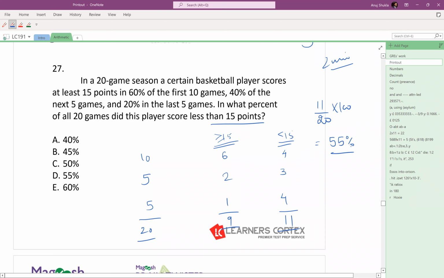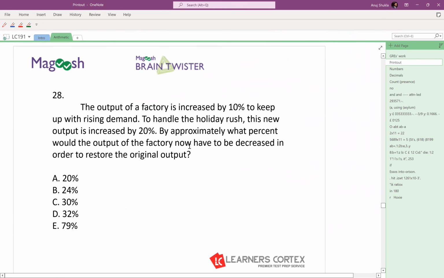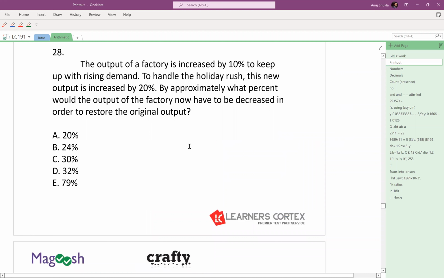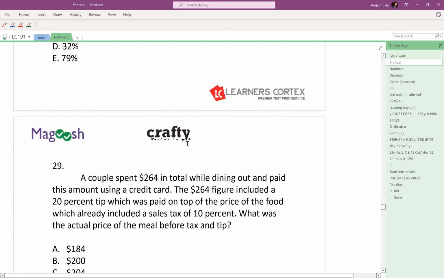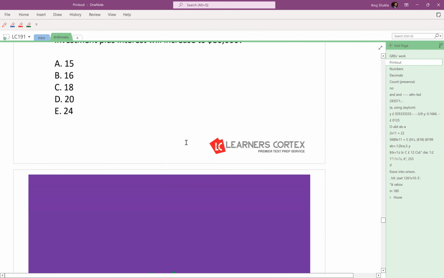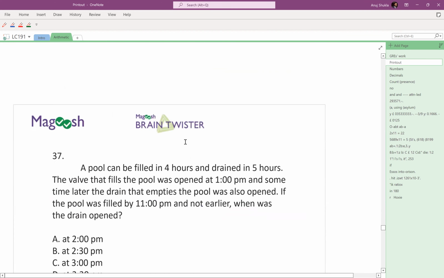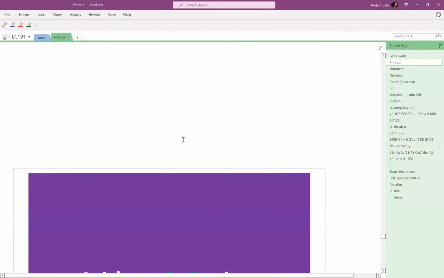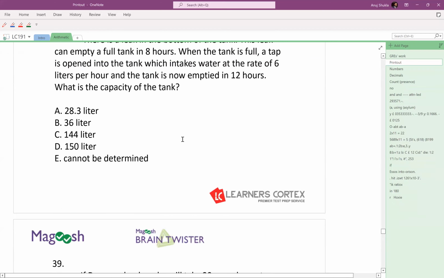Okay. Any doubt? No, sir. Try this question. It's a very good question. And this will be the last question of this class. Tomorrow we'll complete the percentages and then time and work. Yes, tomorrow I think we'll be able to complete arithmetic before 12:30.